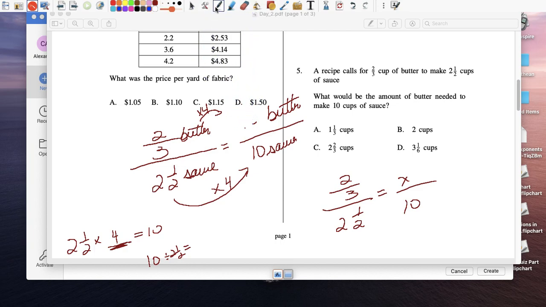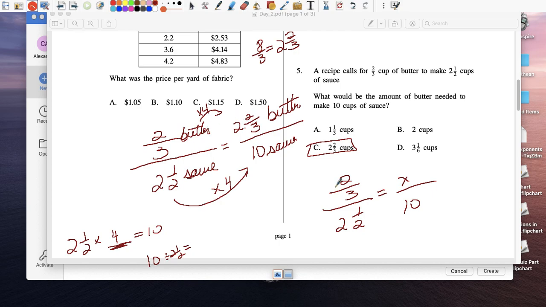So we multiply 2/3 times 4, we get 8/3, right? 2 times 4 is 8, and we get 8/3, which I'm going to simplify to 2 and 2/3. And that's how much butter we need. Oh, look, it's right here.